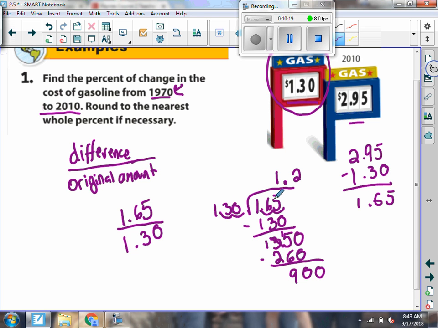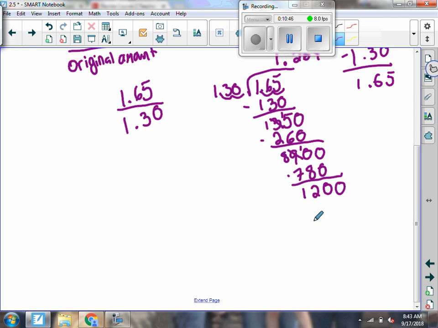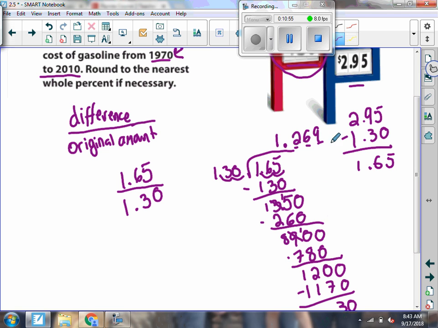So I'm going to multiply this by 6. So that's 780. So I carry my 1. 10 minus 8 is 2. 8 minus 7 is 1. I'm going to add another 0. And 130 goes into 1200 9 times. I'm going to subtract 1170. And give me 30. I've got my 3 decimal places over here, so I can stop there.